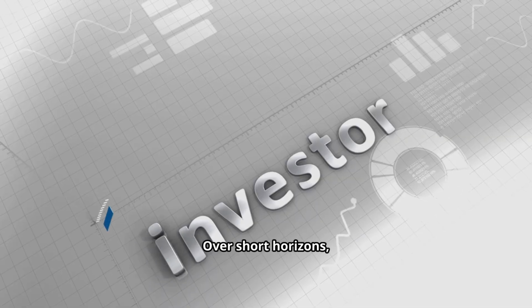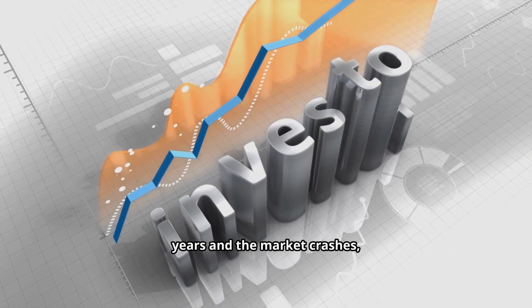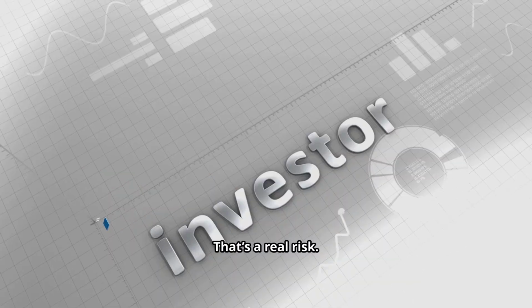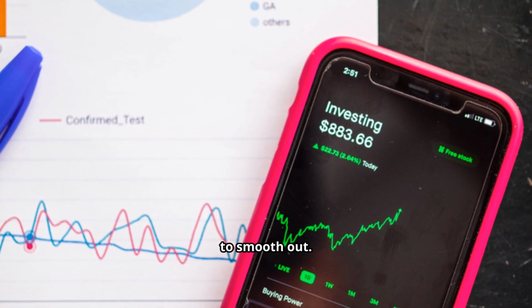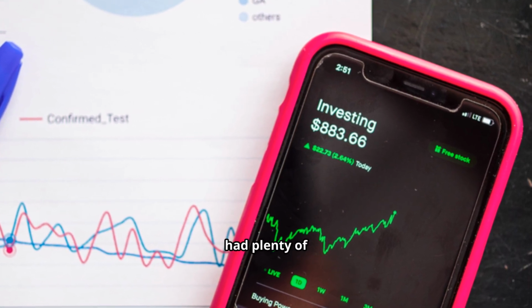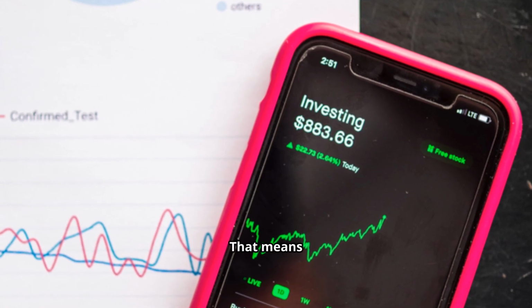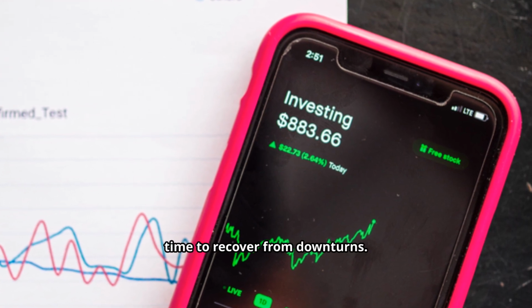Over short horizons, volatility is dangerous. If you invest in stocks for only 2 years and the market crashes, you might be forced to sell at a loss when you need the money. That's a real risk. But over long horizons, the ups and downs of volatility tend to smooth out. Historically, stock markets have had plenty of short-term drops, but over decades, they've trended upward. That means long-term investors can afford to take more risk because they have time to recover from downturns.